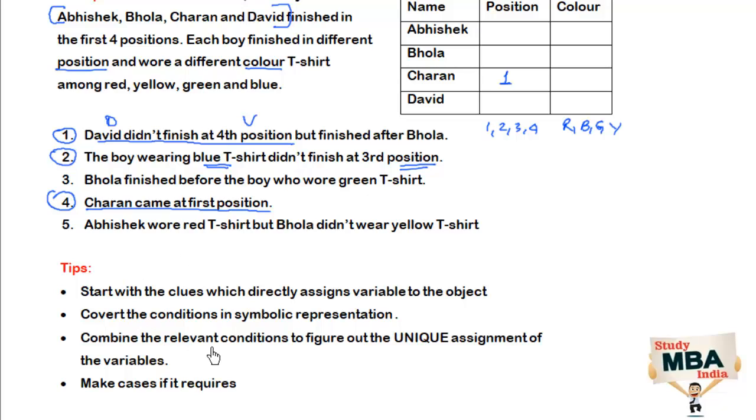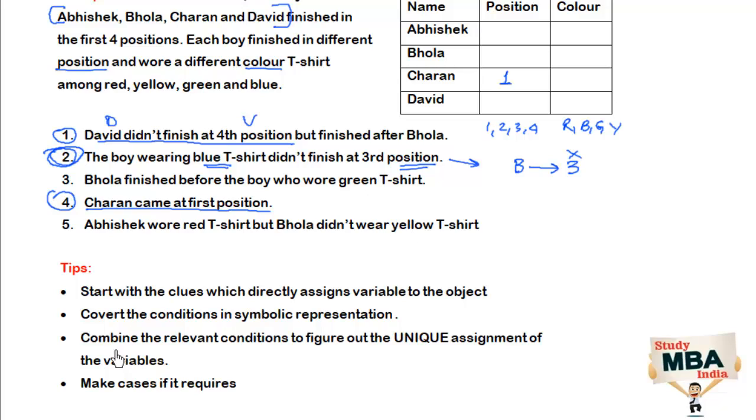The second thing is that we have to convert the conditions into symbolic representation. What do I mean by symbolic representation? For example, if I want to symbolically represent condition number 2, which says that the boy wearing the blue t-shirt didn't finish 3rd, I can write this case as: the blue color is not with 3rd position. You can develop your own way of representing or symbolizing them. I'm just helping you see how I read the statement and convert it into a symbol, so that I do not have to come back again and read the statement, because it will be very difficult to combine the conditions otherwise, right?